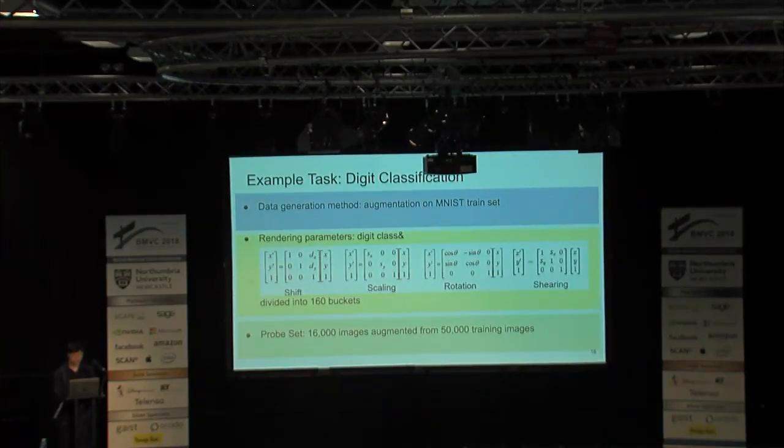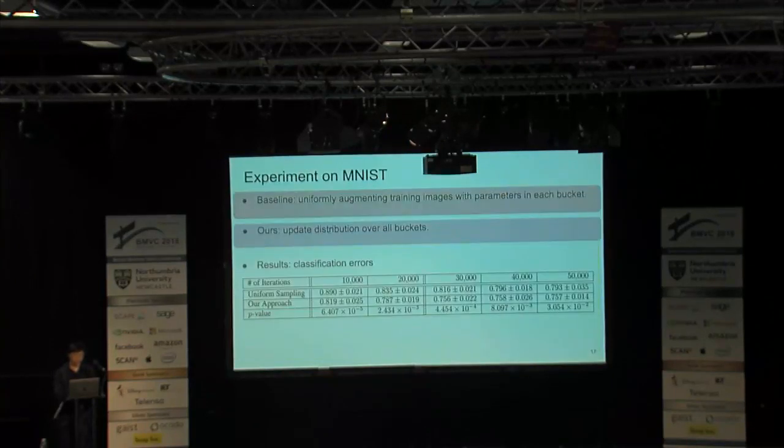The probe set is 16,000 images augmented from 50,000 training images. And the model we use here is LieNet for the baseline. It's just uniformly augmenting training images with parameters in each bucket, while our method updates the distribution over all buckets. We run the experiment 10 times and we achieve lower error than the baseline. And when the number of iterations is smaller, which means using fewer training data, our improvement over the baseline is more significant.